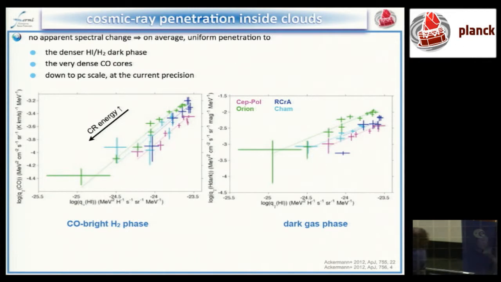So that means that the cosmic ray nuclei are really penetrating rather uniformly, at least at the level of precision we have here, down to parsec scales, even in the dense molecular phase. And from a few per cc or less than per cc all the way to 10 to the third or fourth per cc in gas, cosmic rays don't care, they just go through.